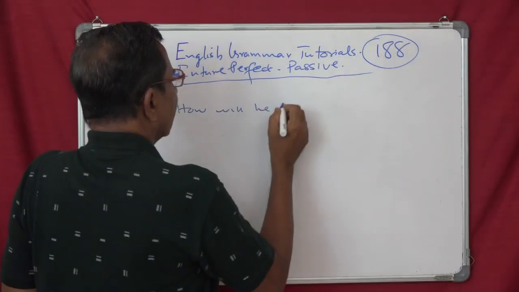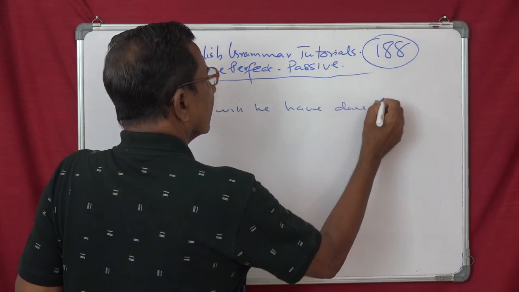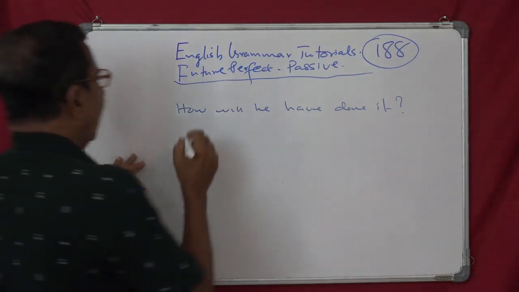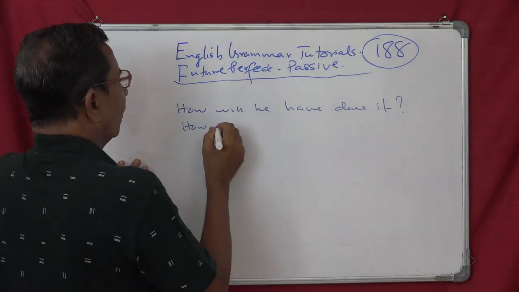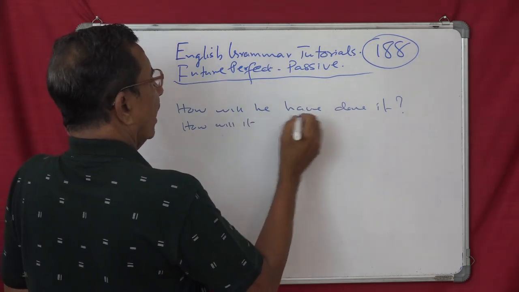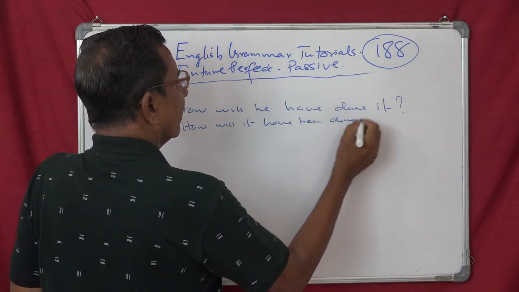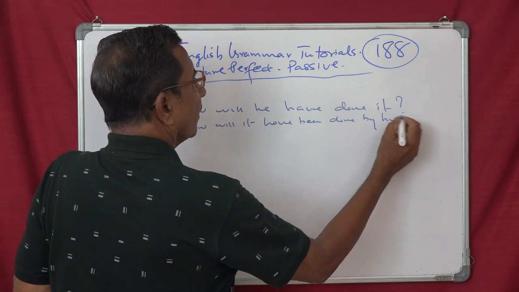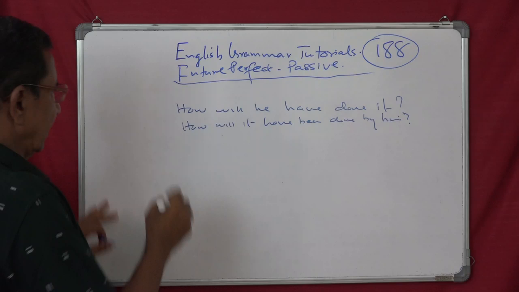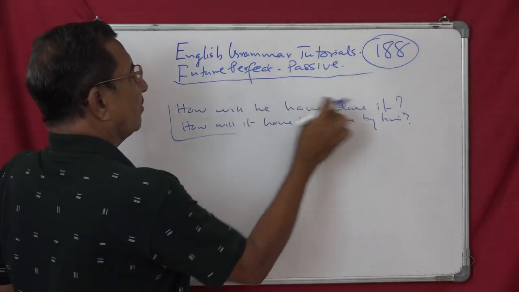That's another one. How will he have done it? Okay, what will be the passive? The passive will be: how will it have been done by him? And let's see how you arrive at this. Question and answer. How will he have done it?